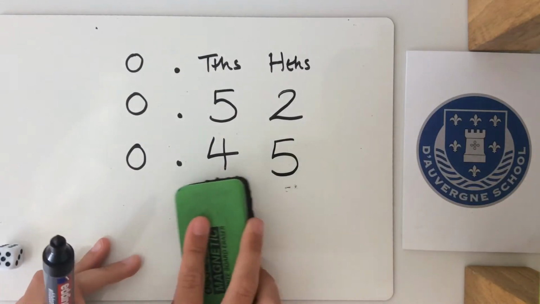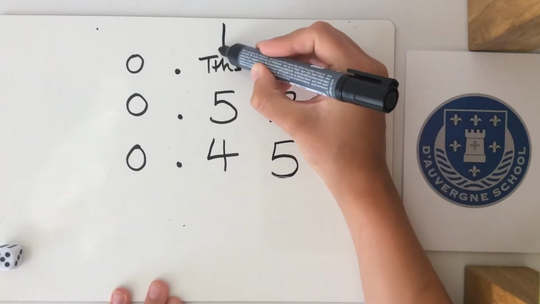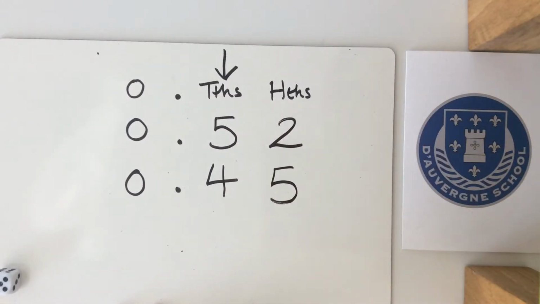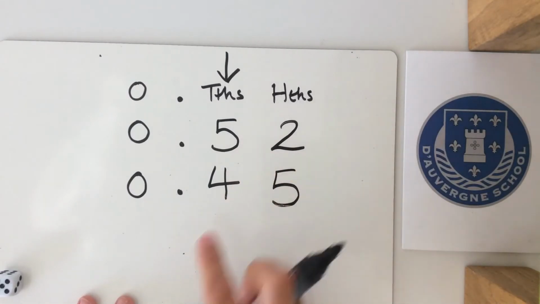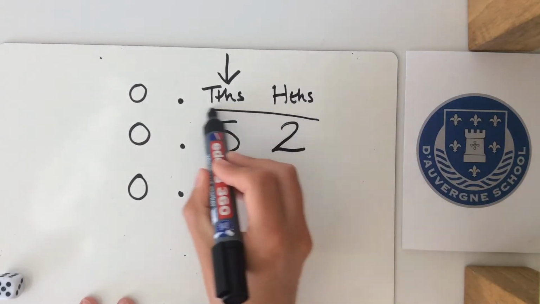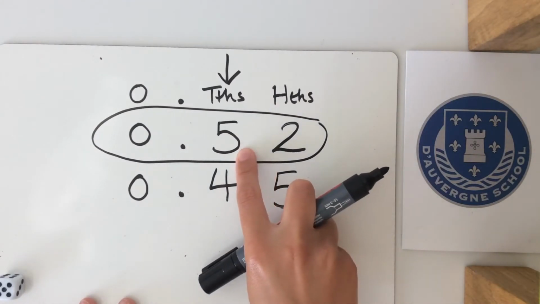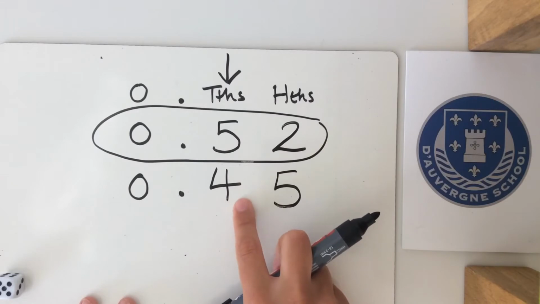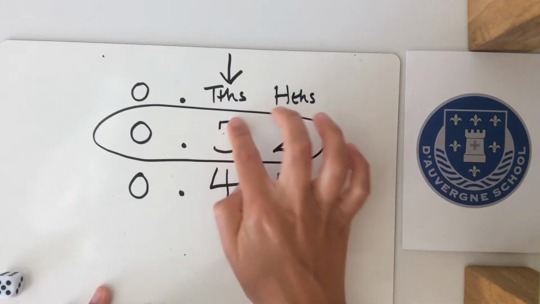So which number is bigger? We need to compare the tenths column first, as tenths have greater value than hundredths. Okay, so we look at the tenths column first, and which one has the bigger number in the tenths column? 0.52. We have a 5 in the tenths column here and a 4 in the tenths column here, which means this number is bigger.